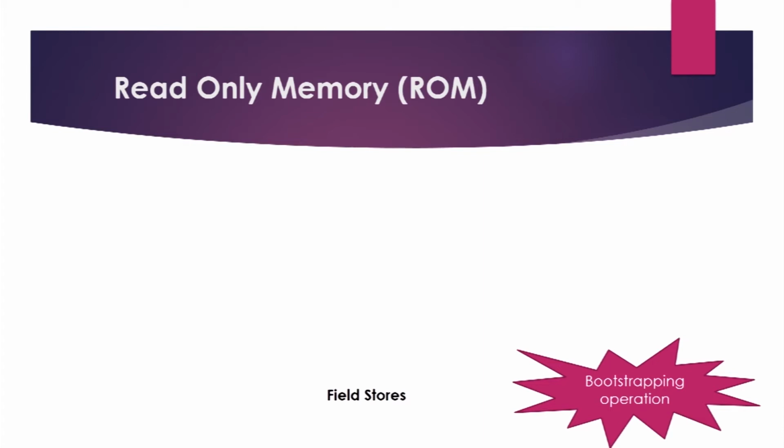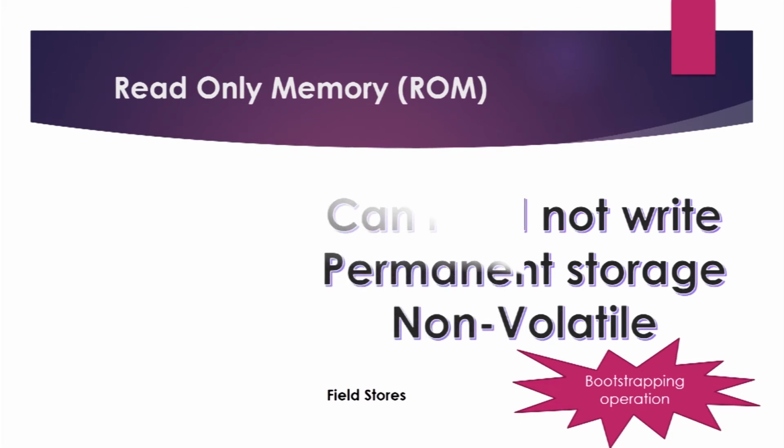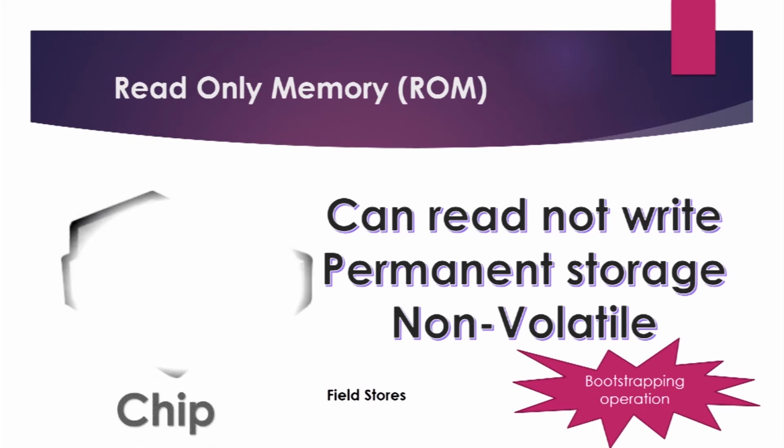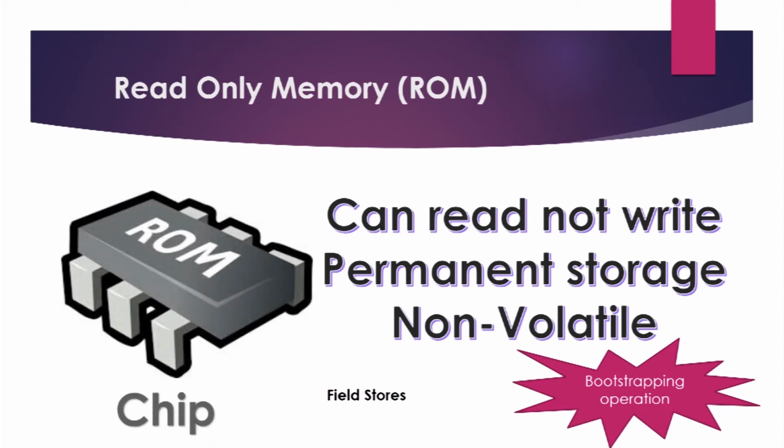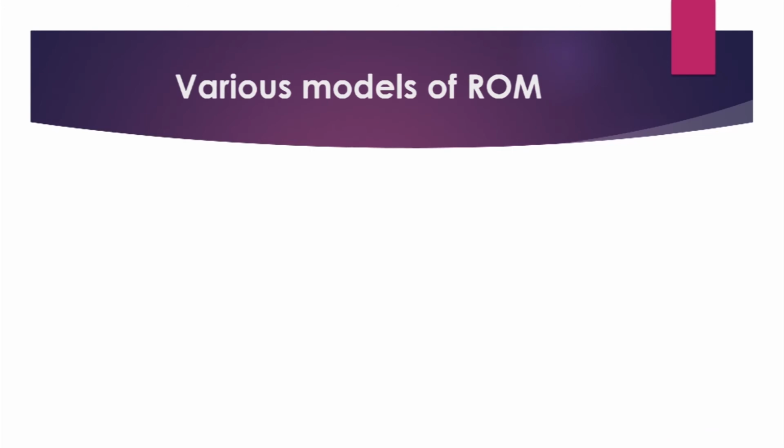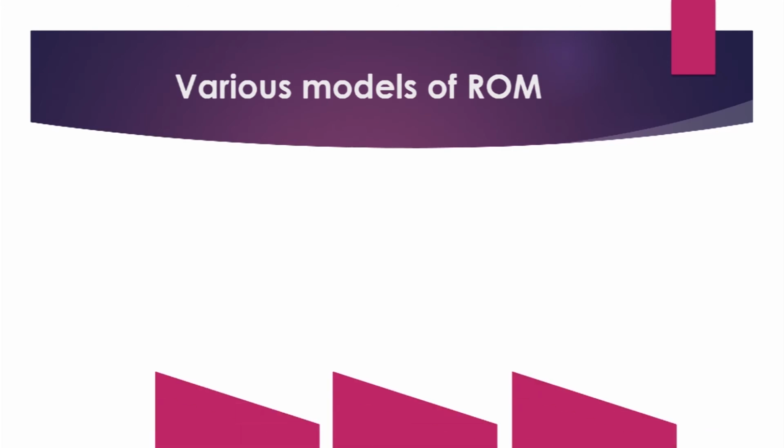Read-only memory, ROM. In this memory, data is permanently stored. The information can only be read and new data cannot be written. However, the contents of the ROM are not lost even when the power is turned off, that is, it is non-volatile. Such types of storage memories are also called field stores or permanent stores. ROM comes in the form of a chip. Once information is stored on a ROM chip, it cannot be changed or altered. A ROM is used to perform the bootstrapping operation of a computer. ROM memory has various models which we shall discuss further.